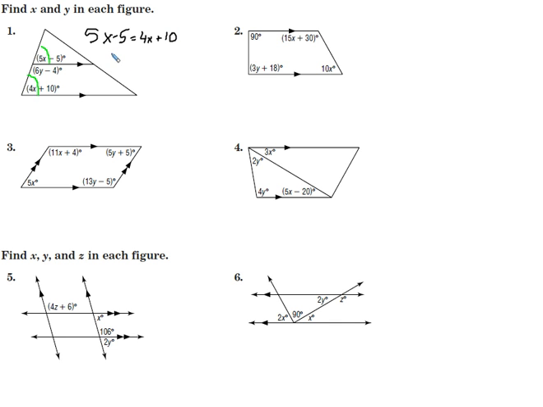If we subtract 4x from both sides, we get x over here. And if we add 5 to both sides, we'll get 15. We have one of our variables found. X equals 15.